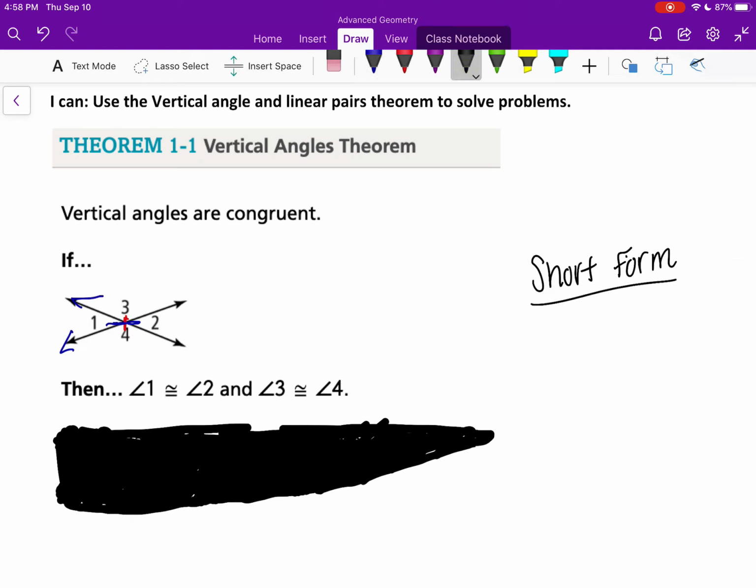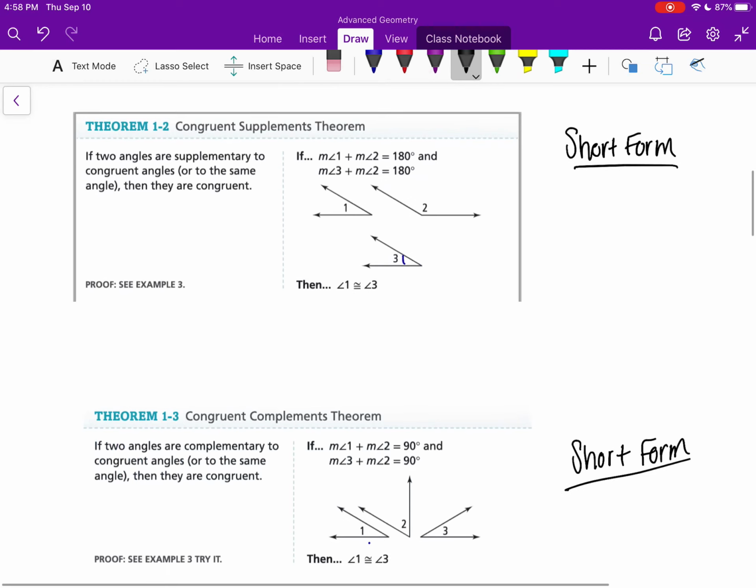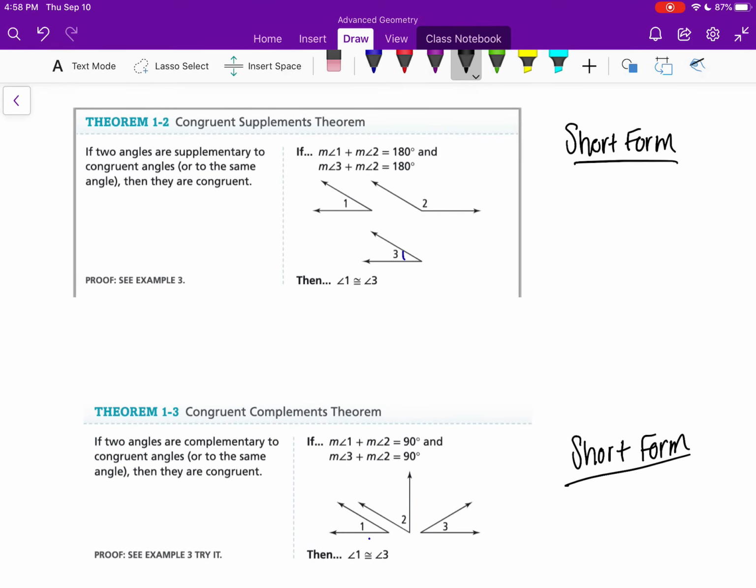We're going to be writing this theorem a bunch, and we don't want to handwrite the whole thing. So our short form is going to be Vert-ang-them. That is how we will abbreviate this. Let's move on to our next one. Remember to pause and write these down and then come back and hear me talk about them.